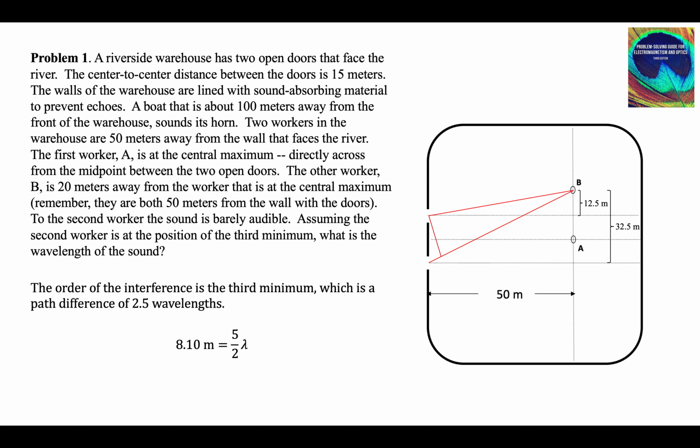We can solve for the wavelength. It's 3.24 meters. The wavelength is 3.24 meters. You have 1.5 wavelengths in the path difference. That's the answer to problem 1.